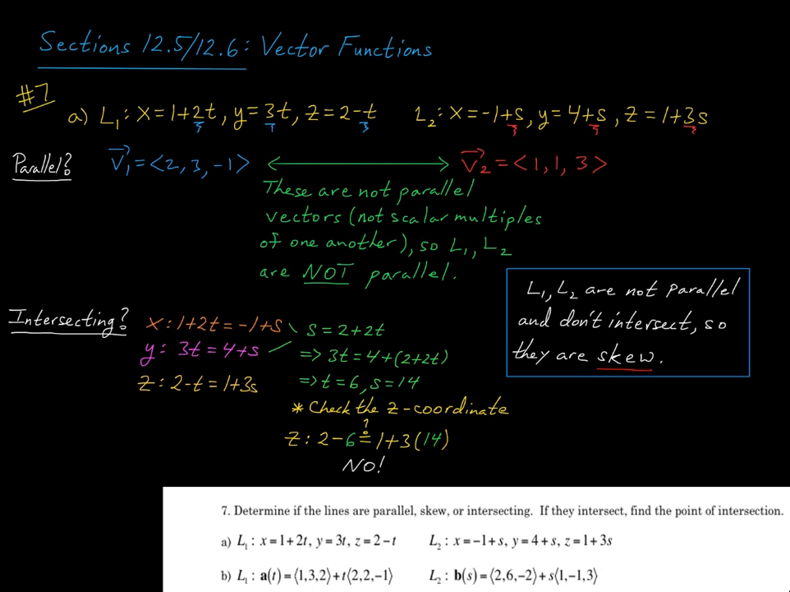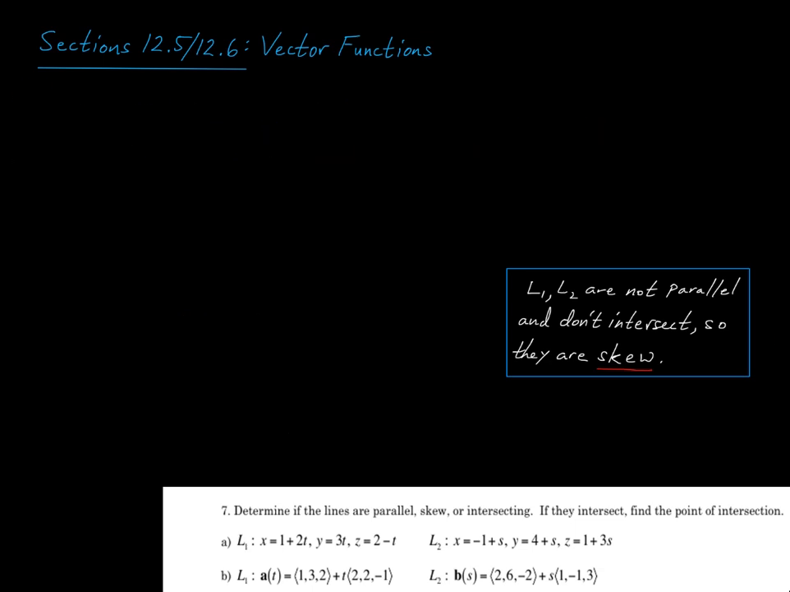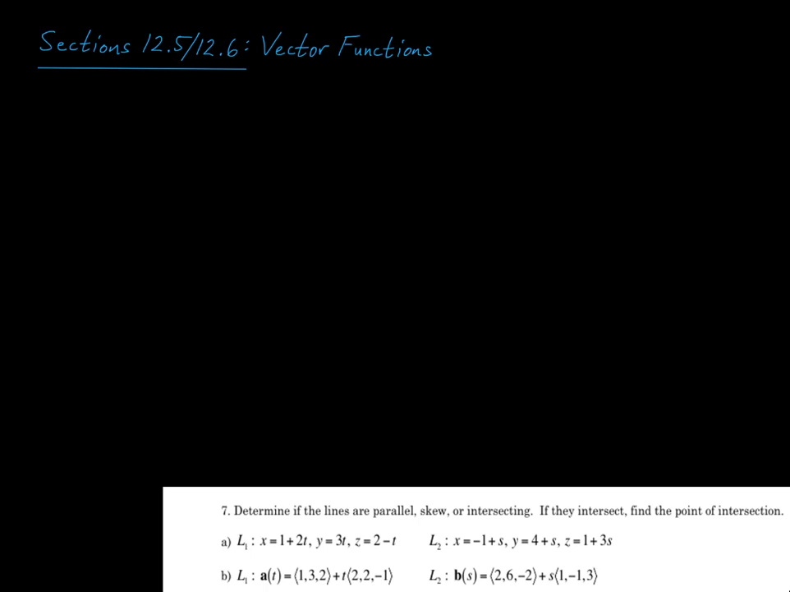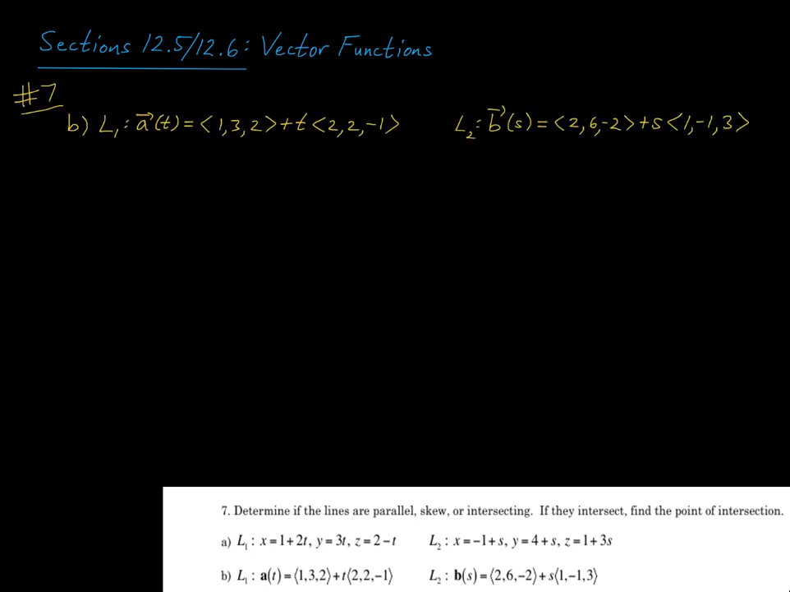Okay, cool. So now let's go ahead and check out part B. It's the same question, just different lines. So here the lines are presented as vector functions. Okay, so we have 1, 3, 2 plus t times the vector 2, 2, negative 1 for a of t. That's L1, and then b of s for L2. That's 2, 6, negative 2 plus s times the vector 1, negative 1, 3.